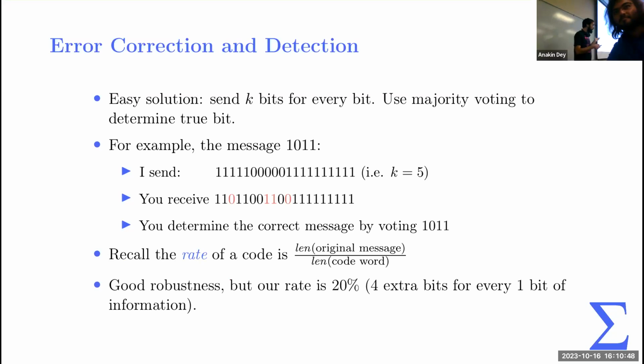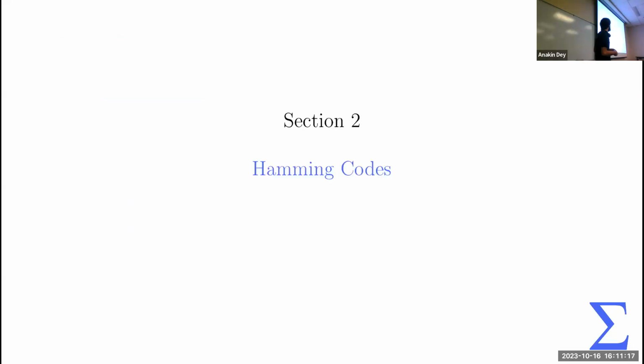So this is fine, but we'll define a metric called rate, which is the length of the original message divided by the length of the code word. So how much redundancy information are we sending compared to the original message that we want to send? And so while we're very robust, it takes many flips for us to get a completely erroneous message. Our rate is 20%. We need to send those 4 extra bits to get that error correction.